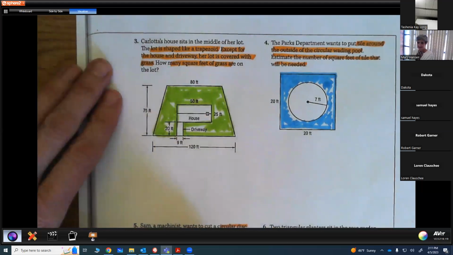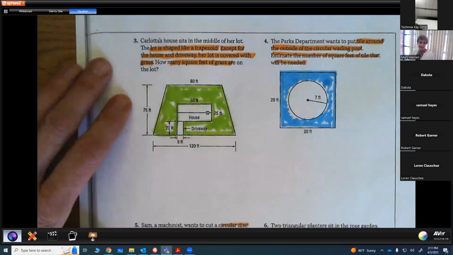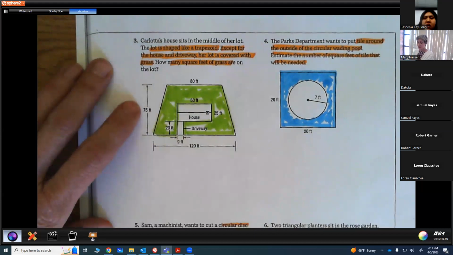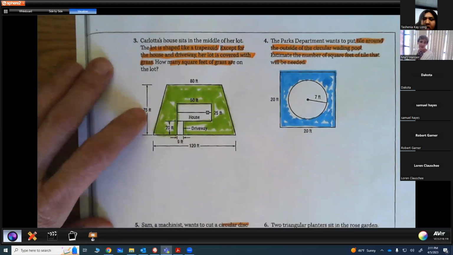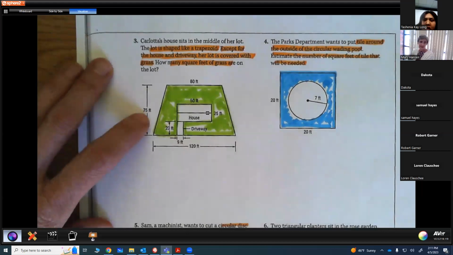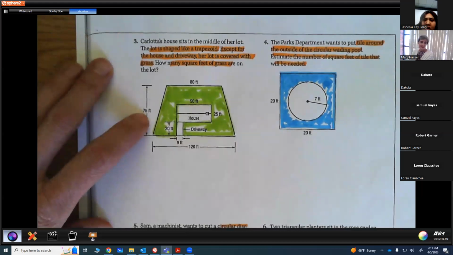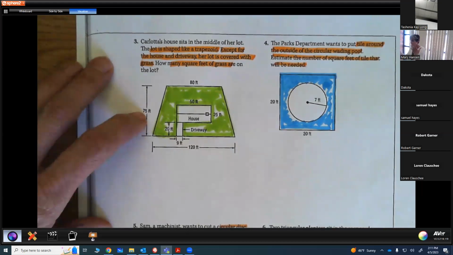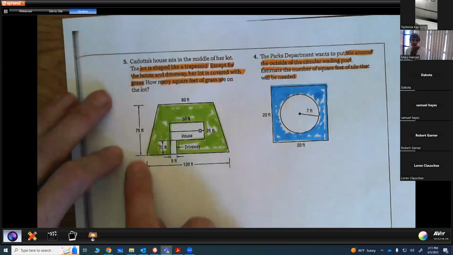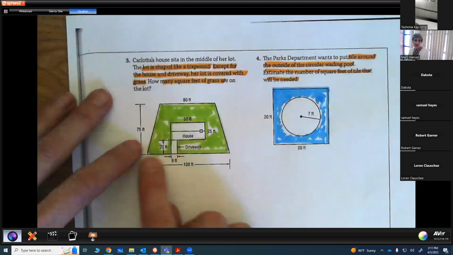Well, first you have to take into consideration the absence of the house and the driveway from the actual trapezoid. So you do the area of the house, which is 50 times 25. Don't give us all the numbers, we're just talking through it right now. So you take the area of the house, and then the area of the driveway, and put those to the side. And then you figure out the area for the trapezoid itself, minus the driveway and the house. Very nice. So in words, the concept is find the area of the trapezoid and subtract out the house and the driveway.